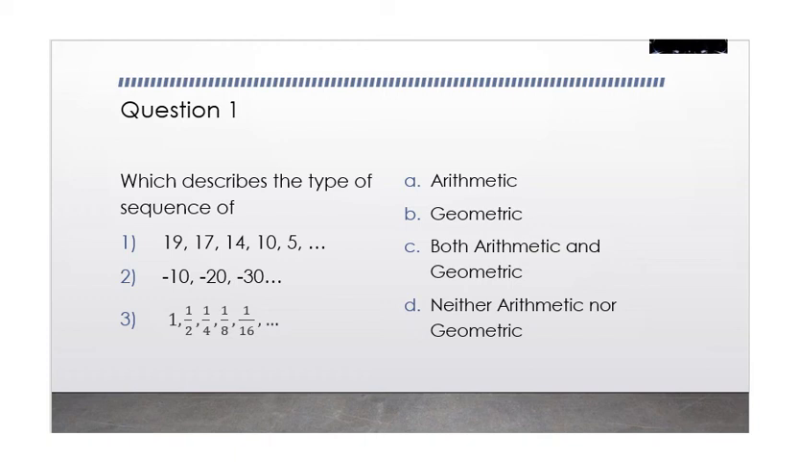Question number 1, we're looking at what type of sequence is given in these first 3 problems. If you'll remember, arithmetic is like a linear function. So if we're looking at a sequence, we're looking to see if it has a common difference, which is really a slope. And if it is geometric, that's really when we have an exponential function and we're looking for a common ratio.